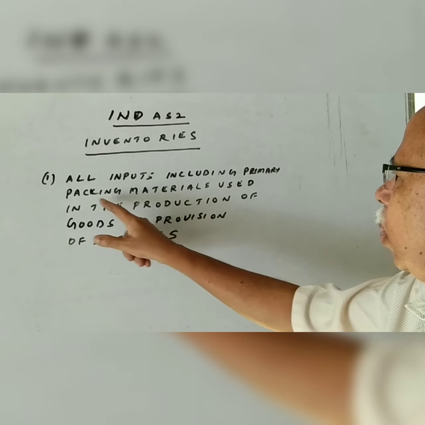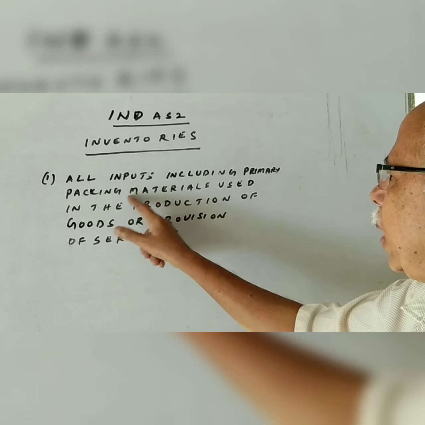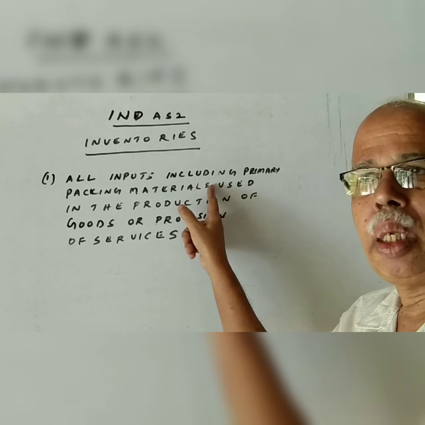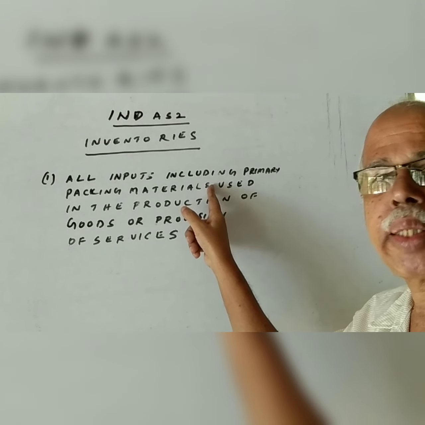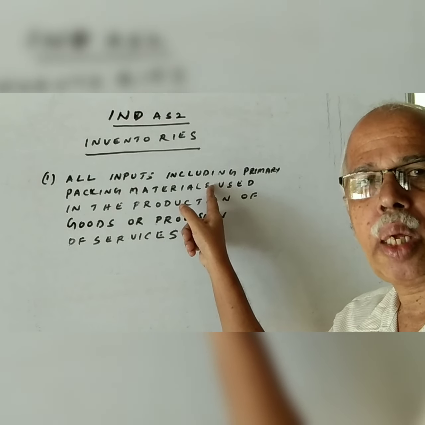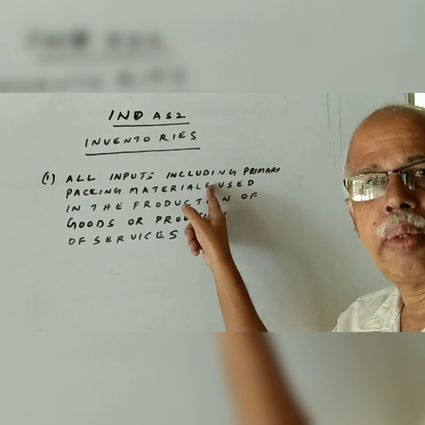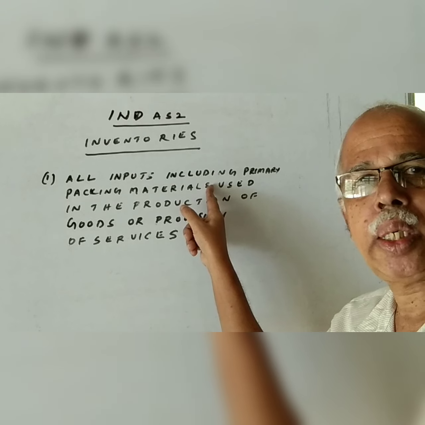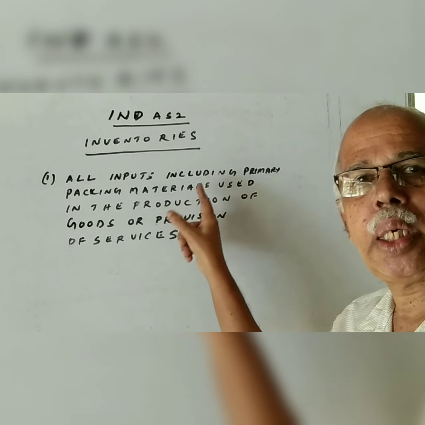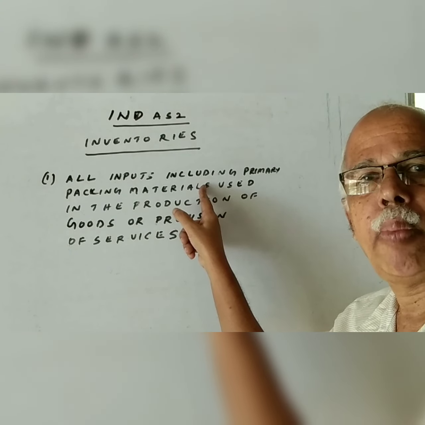We will now examine what is a primary packing material. I will give you an example. Coca-Cola. Coca-Cola is bottled. Without the bottle, the product cannot be sold. So the bottle is a primary packing material.